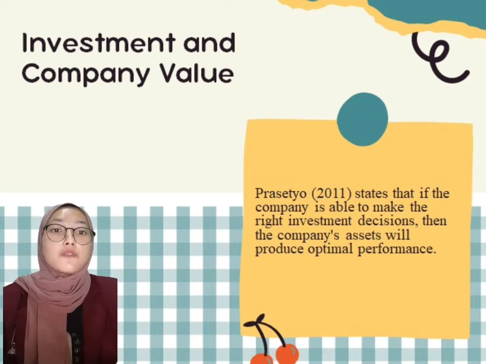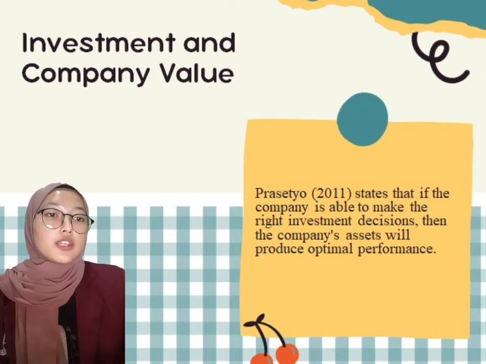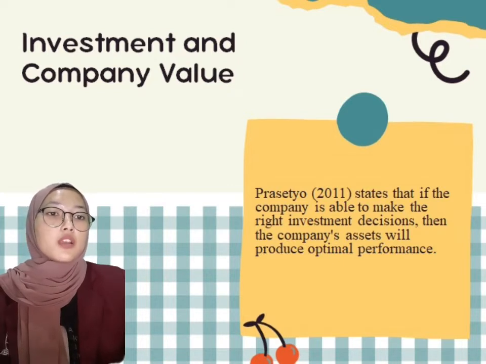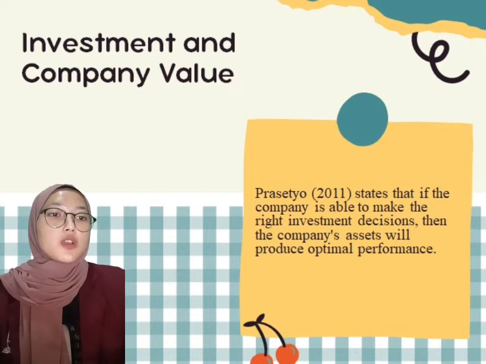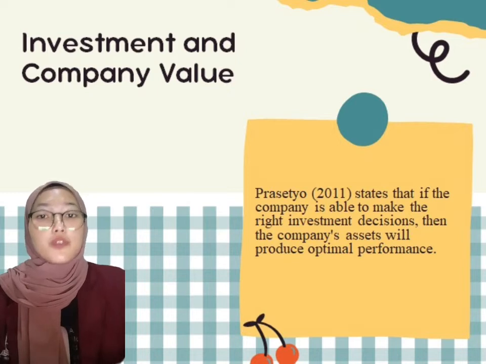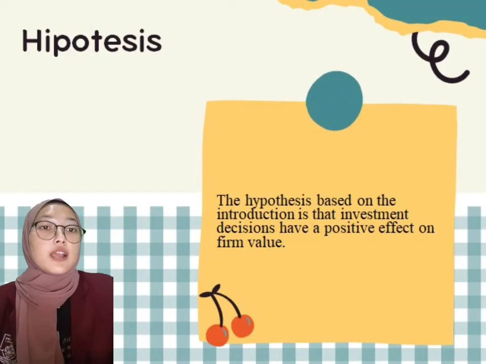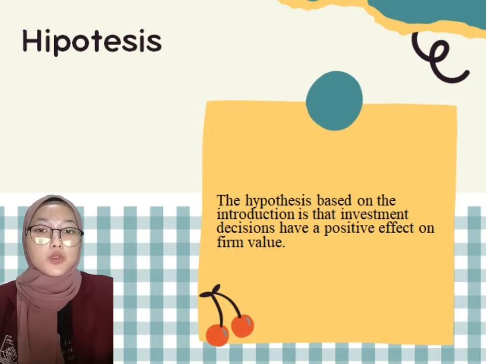because the use of debt has two important advantages. First, the interest paid can be tax deductible, which in turn lowers the effective cost of debt. Second, creditors will get a fixed amount of return, so shareholders don't have to share the profits if the business is doing very well. The hypothesis based on the introduction is that investment decisions have a positive effect on firm value.